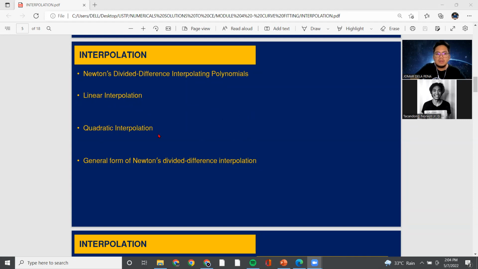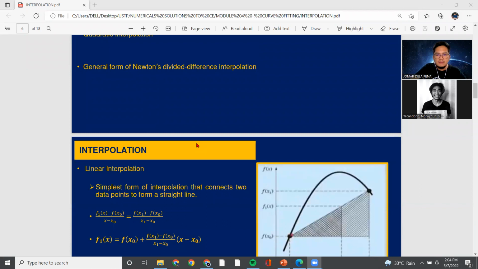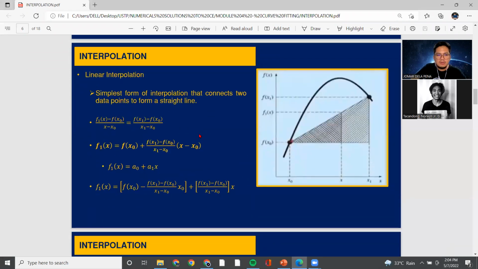First, we have the linear interpolation, the quadratic interpolation, and the general form of Newton's divided difference interpolation. Okay, so for the derivation of the linear interpolation, this is the simplest form of interpolation that connects 2 data points to form a straight line. Now, so may significance diyan ng mga nakinahanglan mo mag-interpolate, no? So, based sa topic, curve fitting, i-fit na ito mga curves, i-correct na ito mga errors para makuha na ito ang exact value sa mga data points.